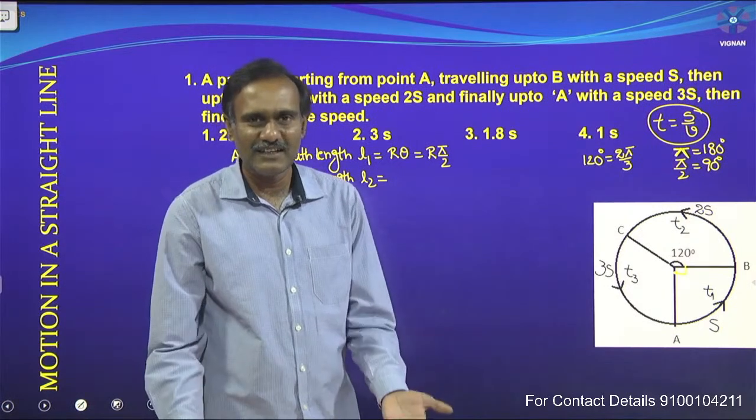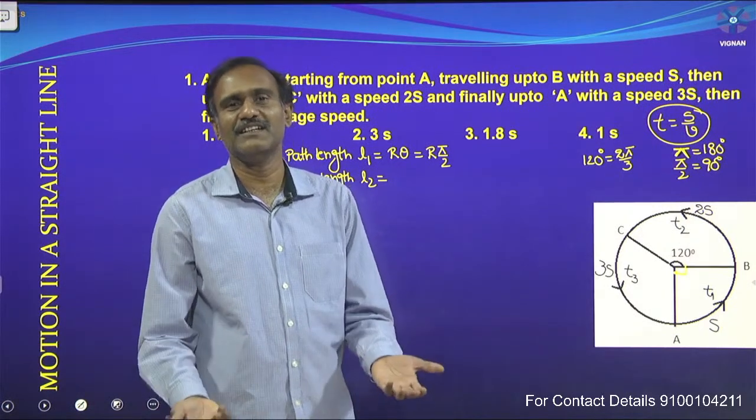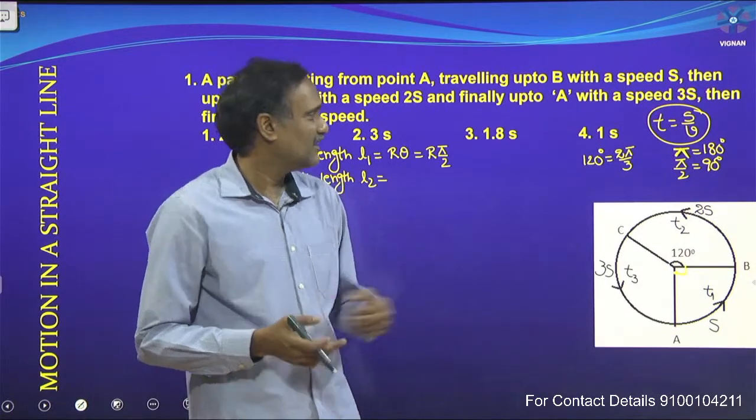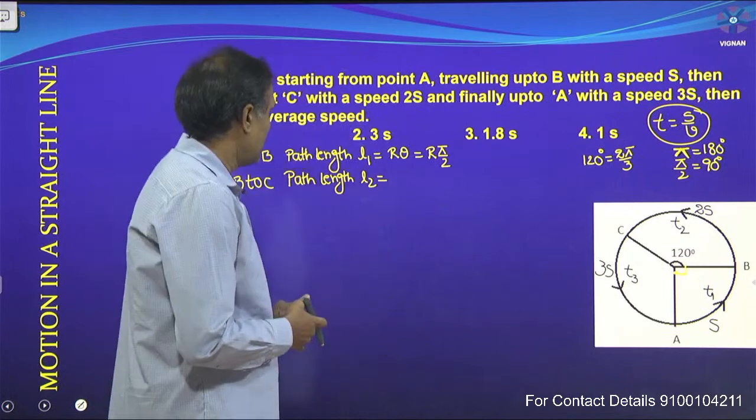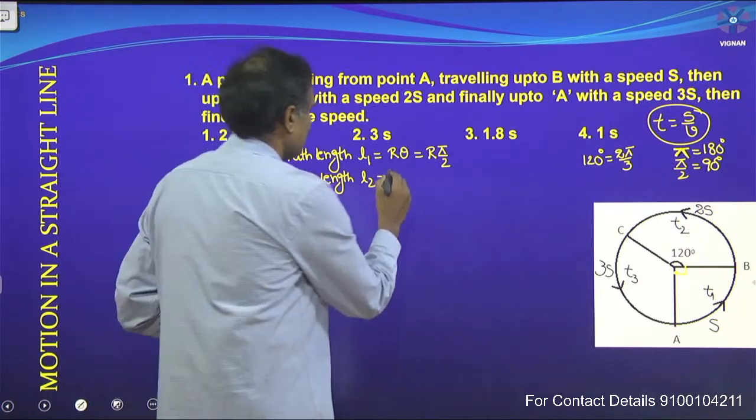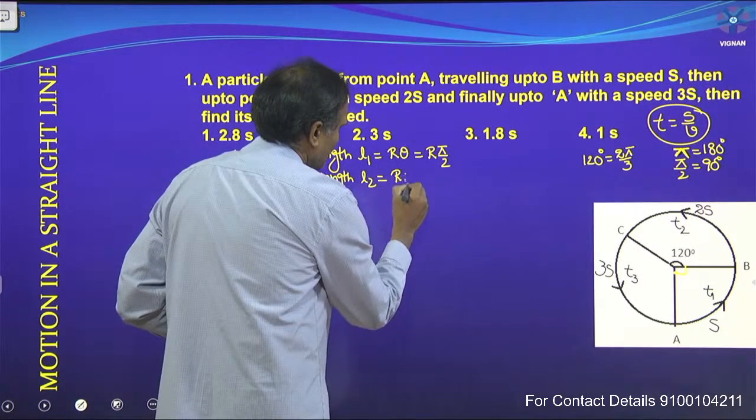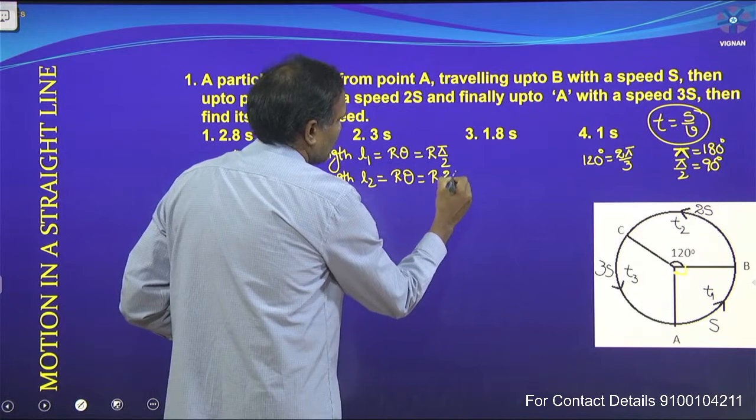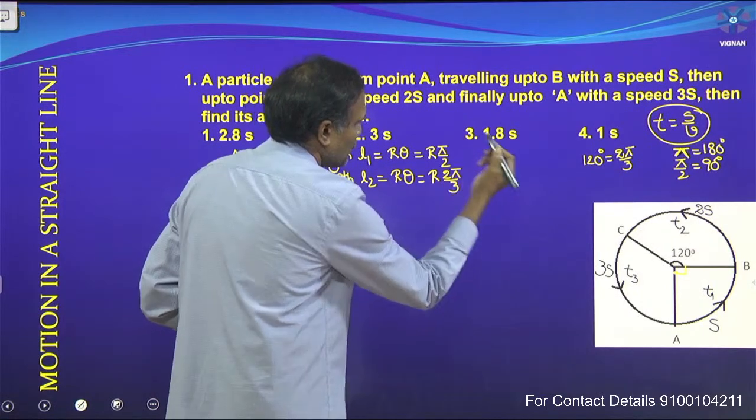Pi by 3 is nothing but 180 divided by 3, which is 60 degrees. Therefore, 2 pi by 3 means 120 degrees. Therefore, from B to C, its path length is R into theta, the formula is the same, but theta is 2 pi by 3. Remember that it is 2 pi by 3.